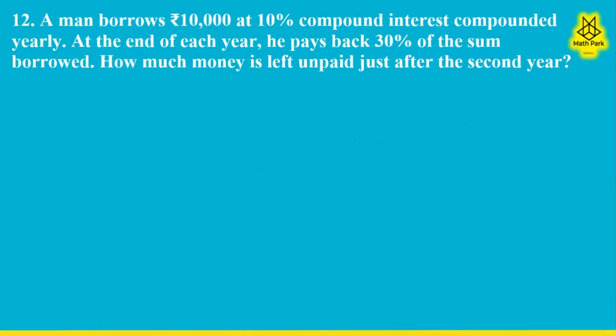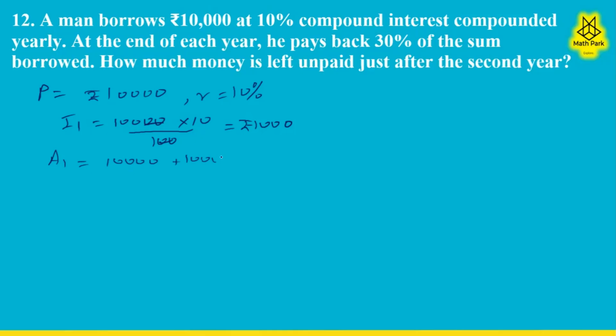So the man borrows rupees 10,000. So you have principal is equal to rupees 10,000. The rate of interest is 10%. Okay, so let us find the interest for the first year, which is 10,000 into 10 upon 100, which we get as rupees 1,000. So the amount at the end of first year is going to be 10,000 plus 1,000, which is going to be rupees 11,000.